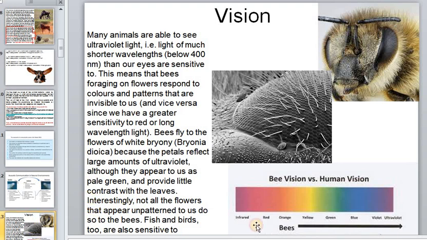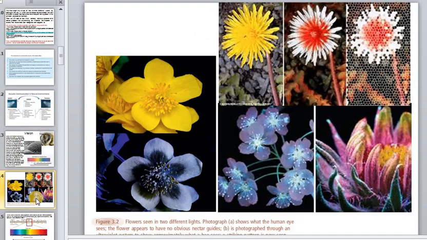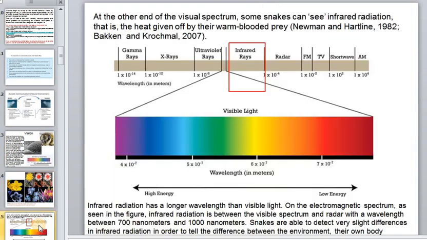Also they appear to us as pale green and provide little contrast with the leaves. And you know, here is the vision like humans can see these colors, and here we see this kind of flowers, like the bees see these flowers, and of course attention can be greater for this kind of flowers and this kind of color.